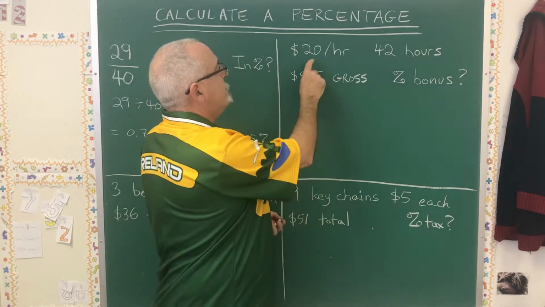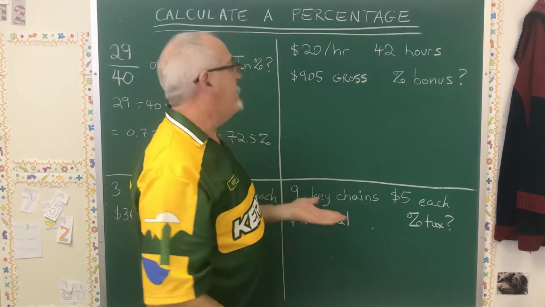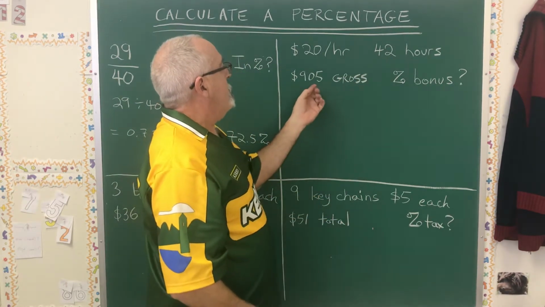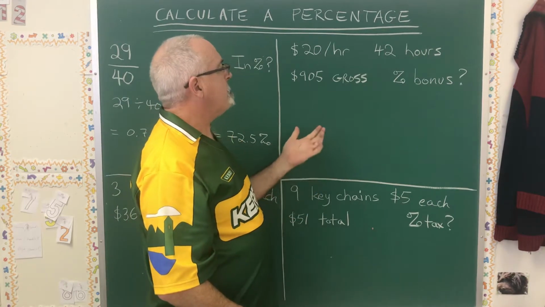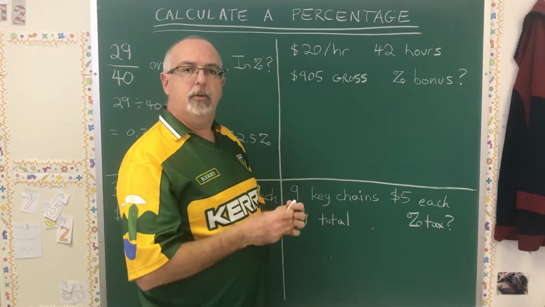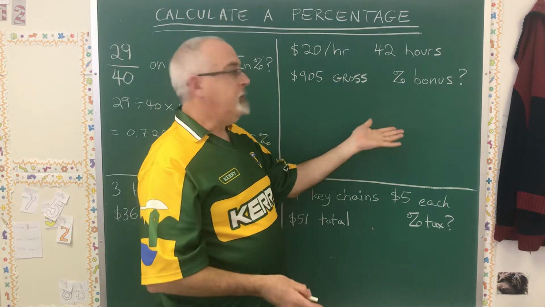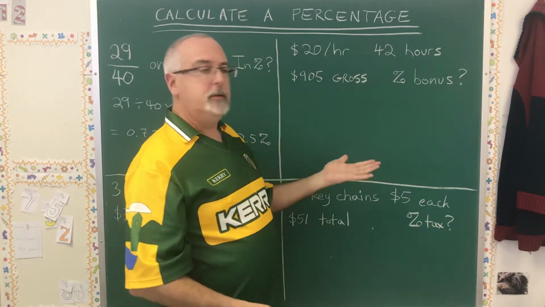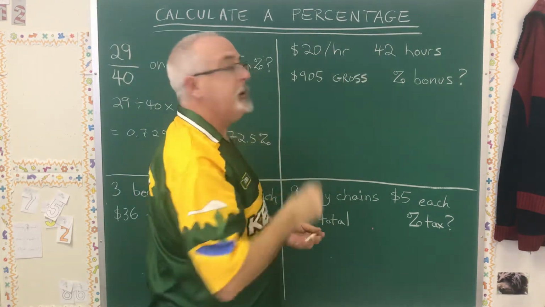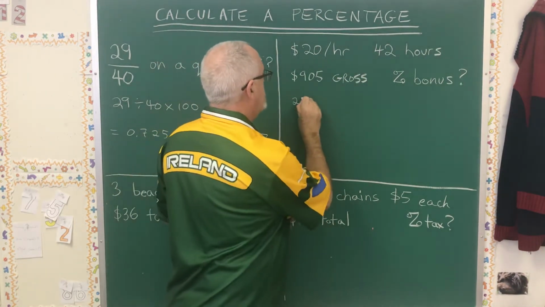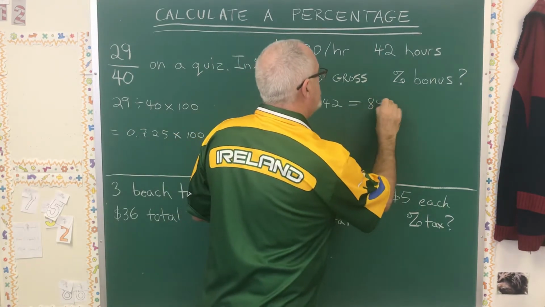An employee works for $20 an hour and they worked 42 hours during this pay period. The gross salary is $905. That means that the employee receives some kind of a bonus, perhaps commission on sales. What is the percent bonus? Well, the first thing we need to do is figure out how much we expect to earn just from the hourly wage. So we have 20 times 42, which is $840.